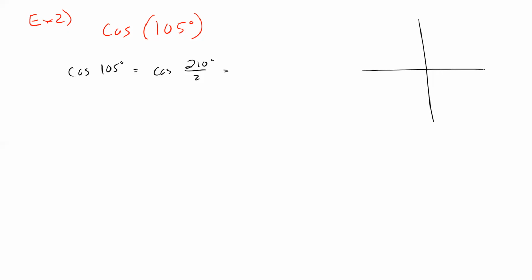Cosine of 105, which sign? Plus or minus? Minus, right? In quadrant 2? Yes, because cosine is negative in quadrant two. We're in quadrant 2 here somewhere, so we think negative.